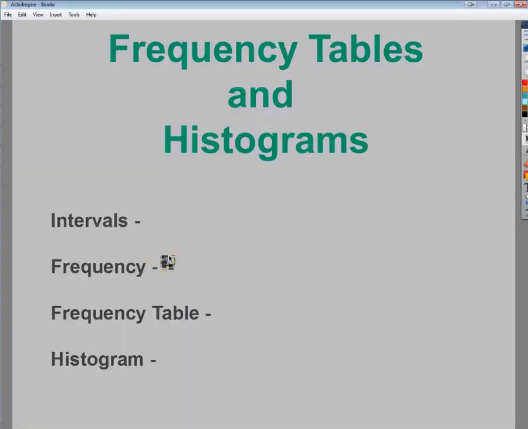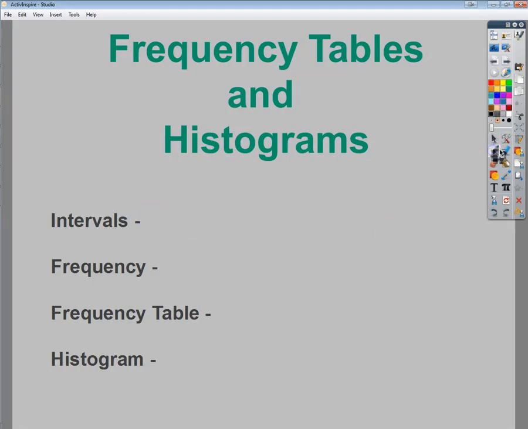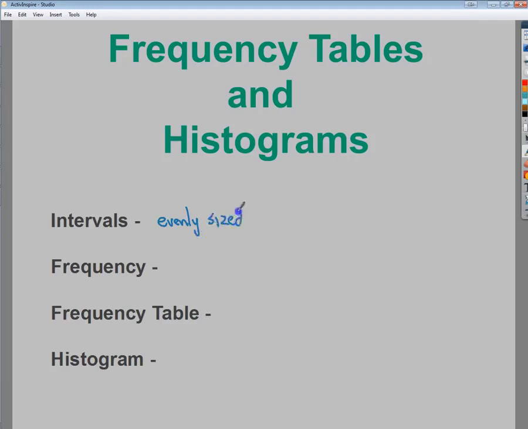In this video, I'm going to talk about the idea of frequency tables and histograms. Basically, a frequency table is when you first take a set of numbers, so you want to have data, and you want to break it into intervals, which are basically evenly sized groups. If I were to do say 1 through 12, I may say how many numbers in that group fall between 1 and 3, and then 4 and 6, and then 7 and 9, and then maybe 10 and 12. So those would be my intervals. I'm breaking it into groups of equal size. In most cases, they're even. Occasionally, they're not, but that's how it works.